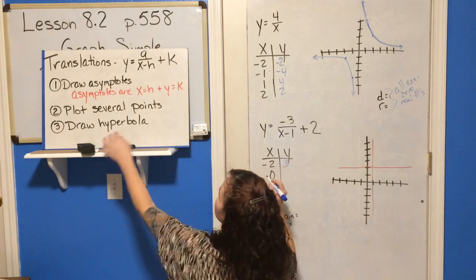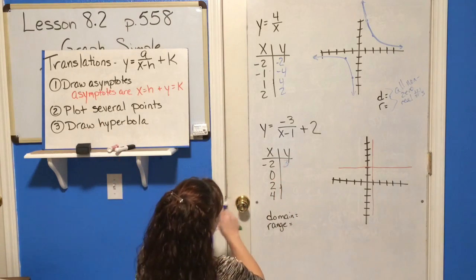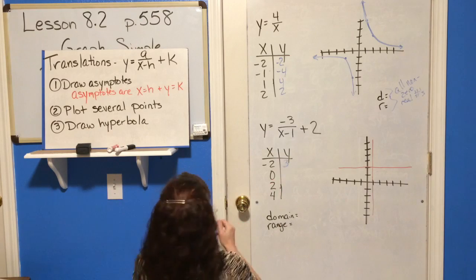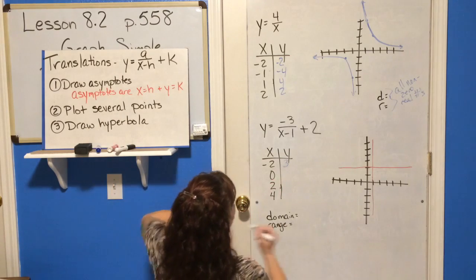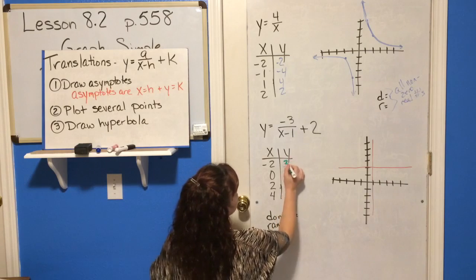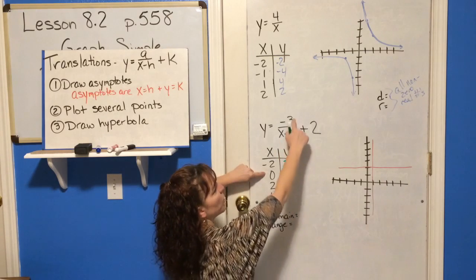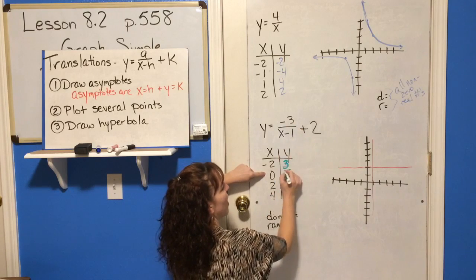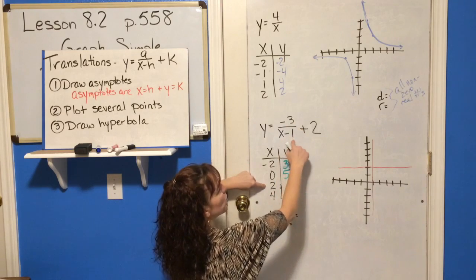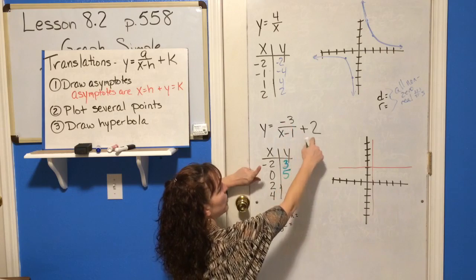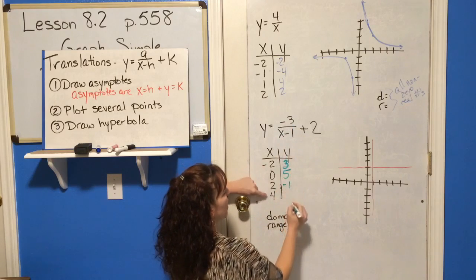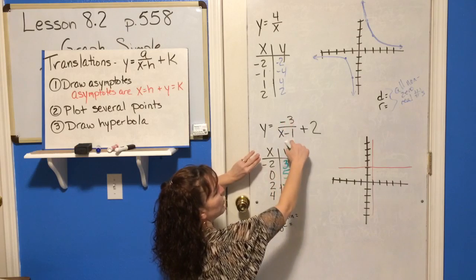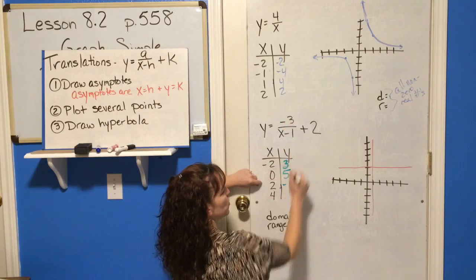Oh, my marker's dying. We'll just have to use this one. And then 0 minus 1 is -1. -3 divided by -1 is, oh boy, I can't do two things at once. 0, -1, 3. -3 divided by -1 is +3 plus 2 is 5. 2 minus 1 is 1, so -3 plus 2 is -1. And 4 minus 1 is 3. -3 divided by 3 is -1 plus 2 is 1.